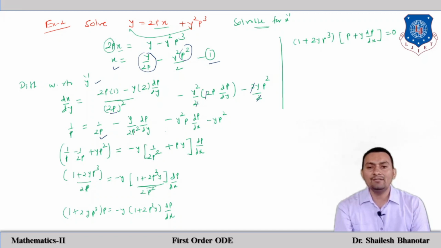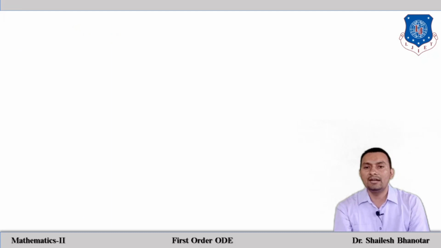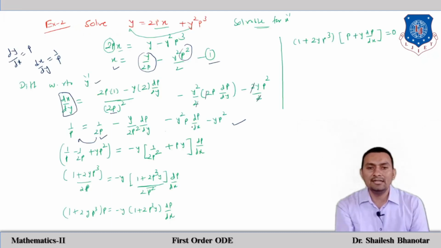So we will have y divided by 2p squared dp by dy minus y square p into dp by dx minus y times p square. And again this is dx by dy, but we know that dy by dx is nothing but only p. So whenever I write dx by dy, in that case I will use 1 divided by p. This is on the left hand side, also this on the left hand side, so we will have this one.